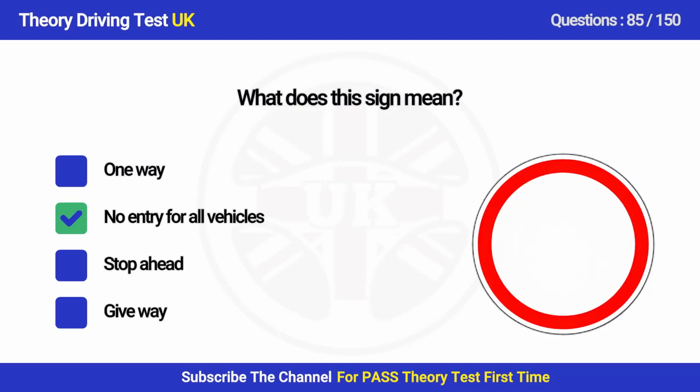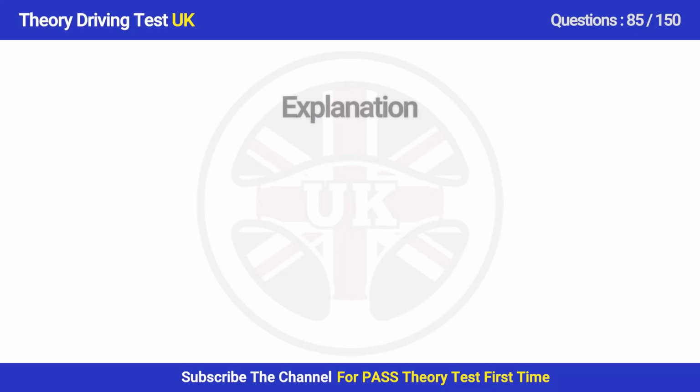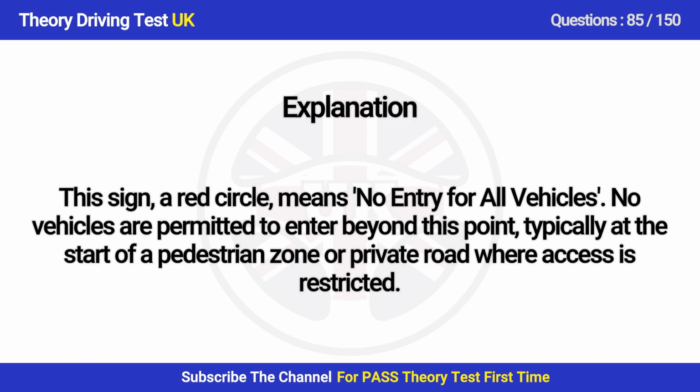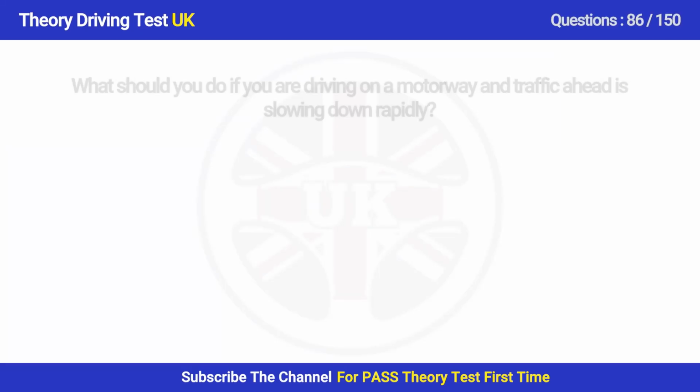Answer is B. No entry for all vehicles. This sign, a red circle, means no entry for all vehicles. No vehicles are permitted to enter beyond this point, typically at the start of a pedestrian zone or private road where access is restricted.